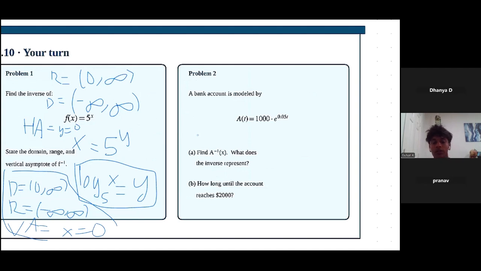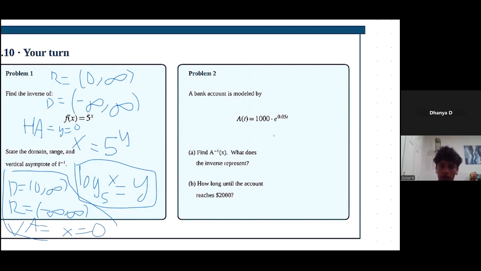Now a bank account is modeled by 1,000 times e to the 0.05t. Find the inverse of this. First, we swap the t and y, so y equals 1,000 times e to the 0.05, sorry, I forgot to swap. Let me erase the y over here. x equals that. So x over 1,000 equals e to the 0.05y.